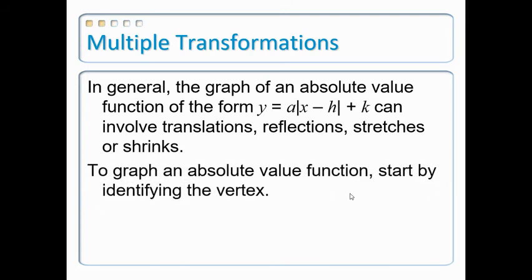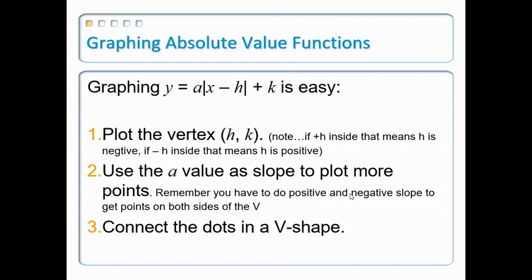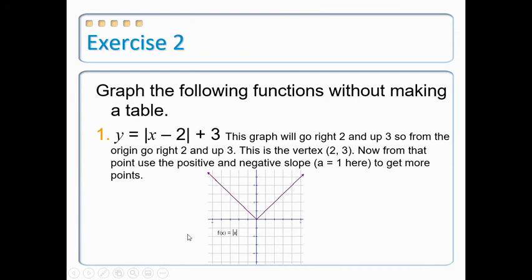To graph an absolute value function, start by identifying the vertex. Identifying the vertex is always easy because the h is with the x and the k is always hanging out by itself. Note, if it's a positive h inside, that means the h is negative, and if it's a negative h inside, the h is positive. So again, you're taking the opposite of the number for h. You use the a value as a slope to plot more points. Remember that you have to do positive and negative slope to get points on both sides of the V, and then you just connect the dots in a V shape.